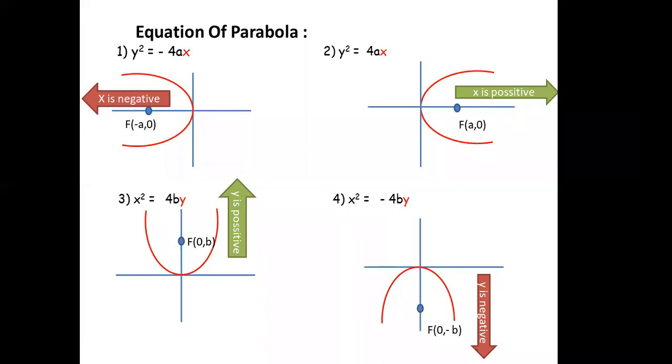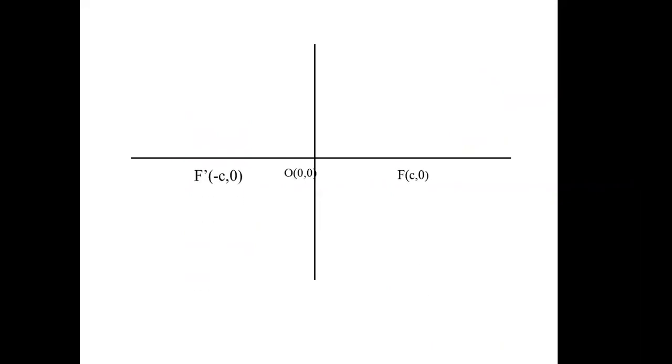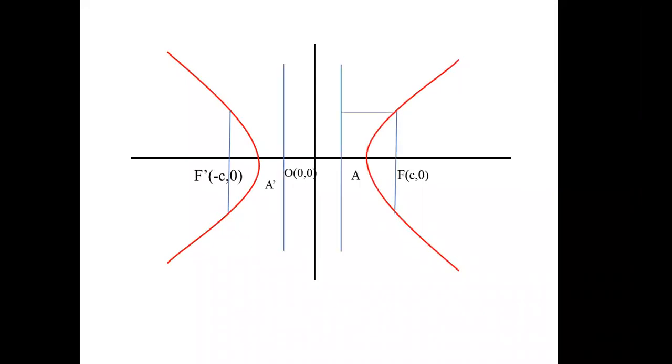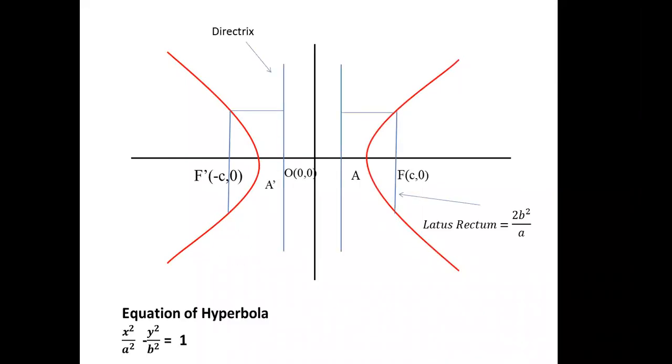Then next, the last one is the hyperbola. If x is positive, right side. If x is negative, left side, negative x-axis. If y is positive, positive y-axis, and if y is negative, negative y-axis. Okay. Hyperbola. This is the equation of a hyperbola: x square upon a square minus y square upon b square. This is the drawn curve, and the equation is x square upon a square minus y square upon b square. This is a hyperbola.